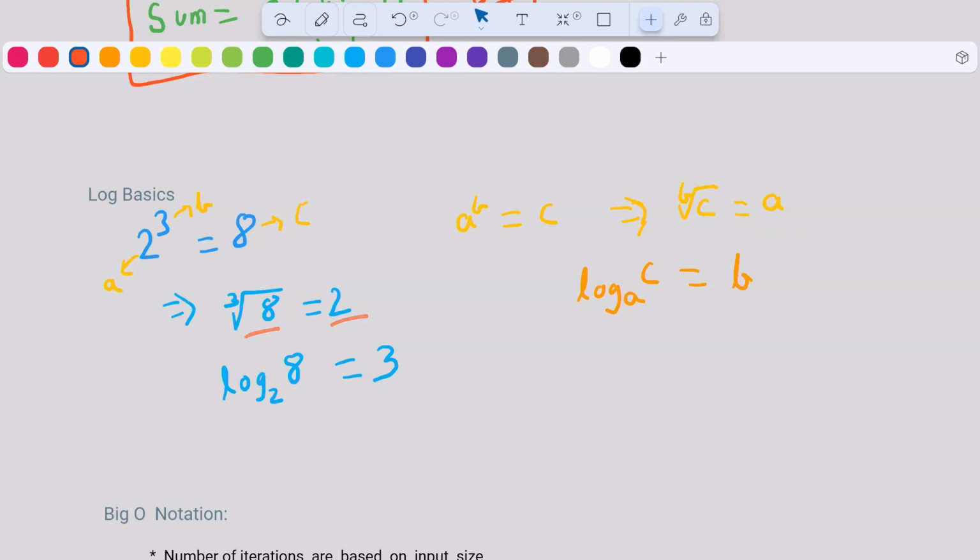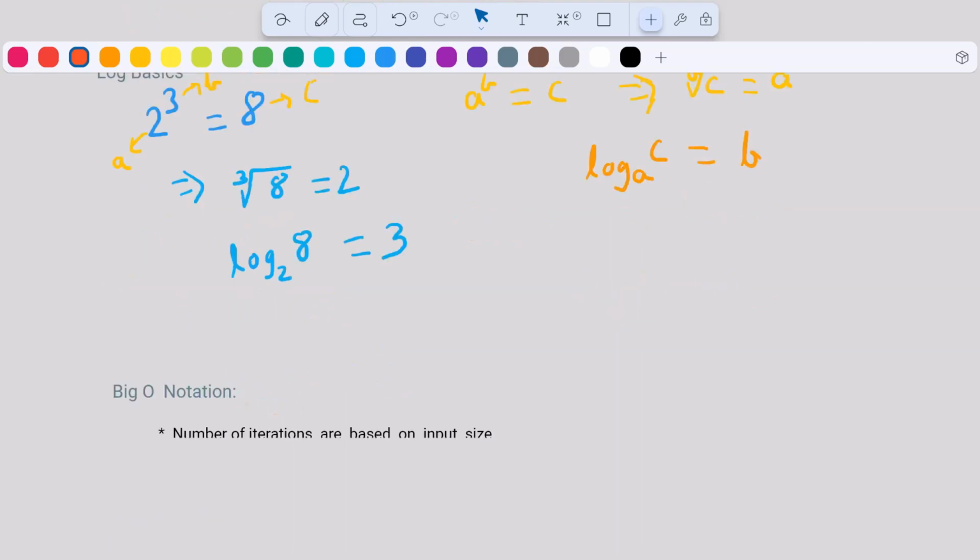If you want to get this power, you can get it with the help of the log function. You can write log 8 to the base 2, and you get the power. In this expression you can write it as log c to the base a, and then you get the power.